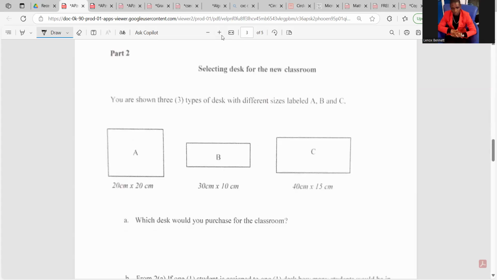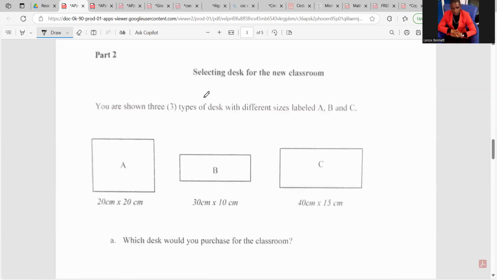All right. Selecting the desks for the new classroom. So that's enough things you have to do, guys. The next thing you have to do is select a desk for the classroom. You are shown 3 types of desks of different sizes labeled A, B, and C. Which desks would you purchase for the classroom? I'm going to purchase.